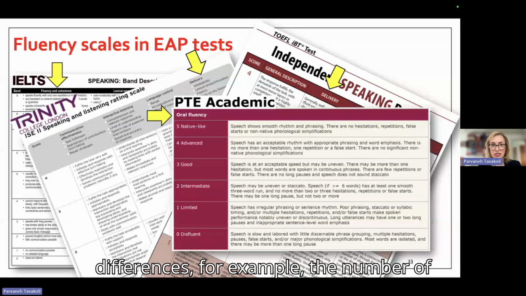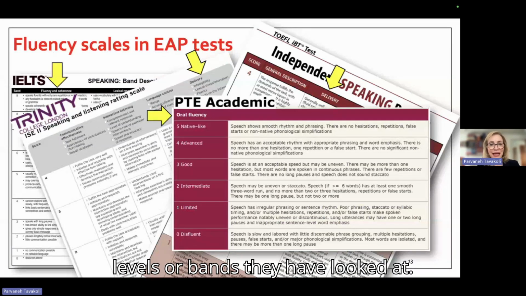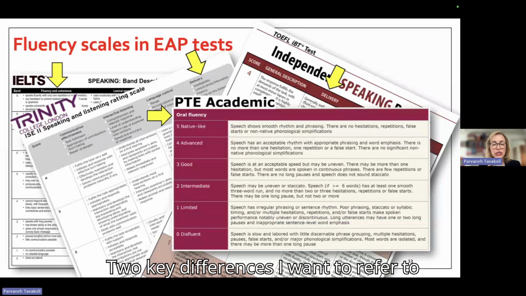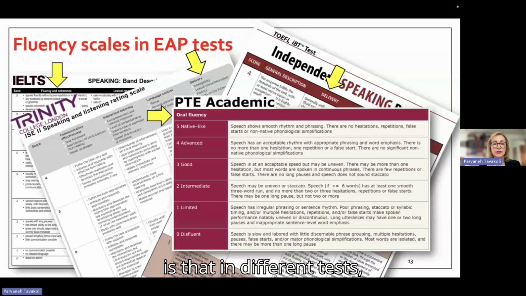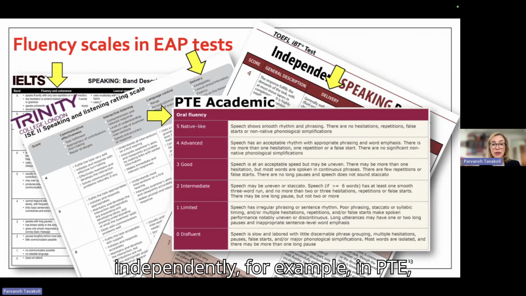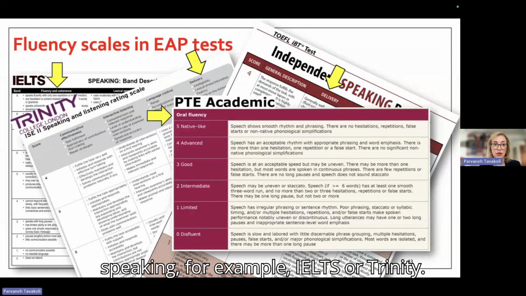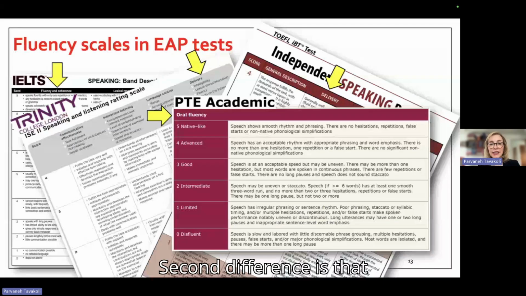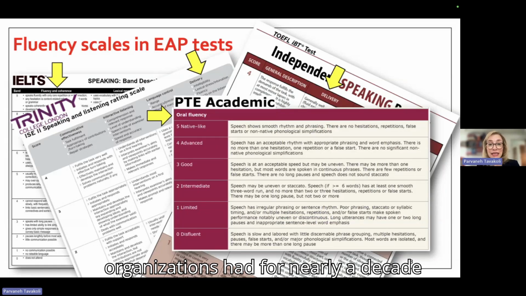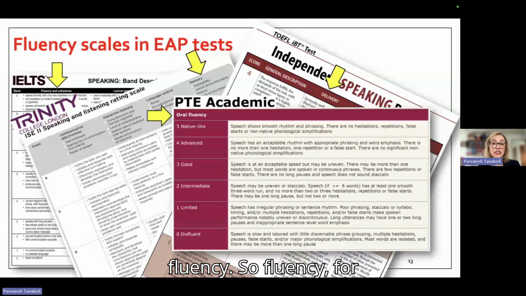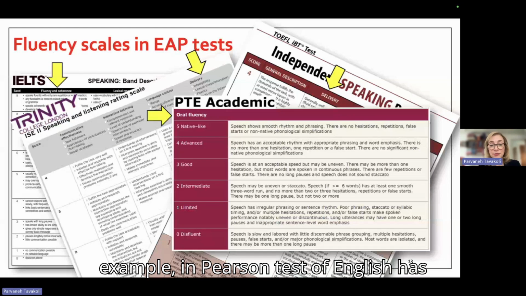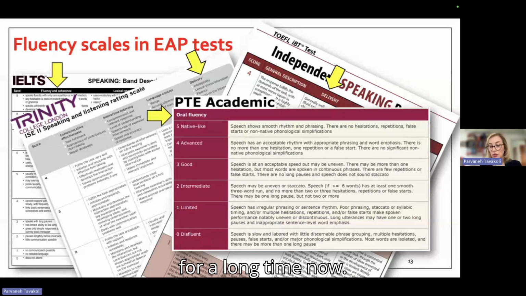There are many differences, for example, the number of levels or bands they have. Two key differences I want to refer to: in different tests, fluency might be assessed independently, for example, in PTE, or combined with other aspects of speaking, for example, in IELTS or Trinity. Second difference is that some language testing organizations have for nearly a decade drawn on automatic assessment of fluency. So fluency, for example, in the Pearson Test of English has been assessed automatically for a long time now.